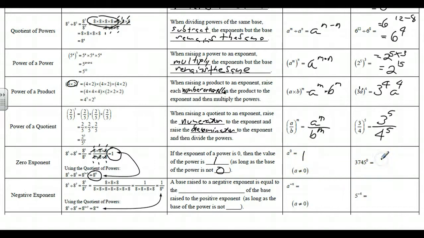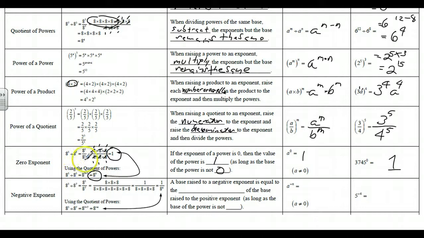So 3,745 to the 0 is 1. And wow, that's a messy one. And sometimes, clean. Okay, there, nice and clean. Sometimes we'll get a really complicated expression raised to the 0, and if you recognize that, you can look and say, well, there's this big complicated expression, but since it's to the power 0, it's just going to be equal to 1.